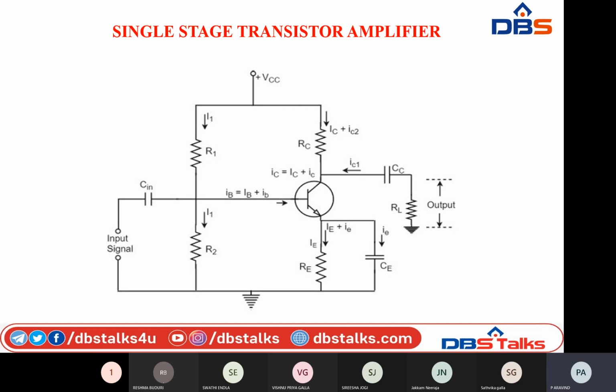And Cc is the coupling capacitor. This coupling capacitor is present at the end of one stage. We are considering a single stage, right? And it connects to the other stage. The name indicates that it is the coupling capacitor. So it is present at the end of one stage and connects to the other stage. So simply it is called the coupling capacitor.